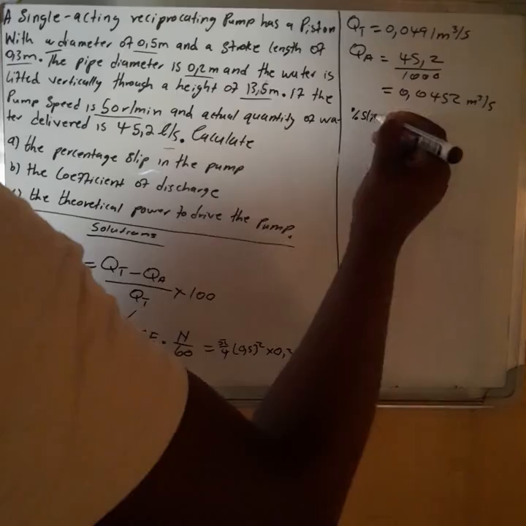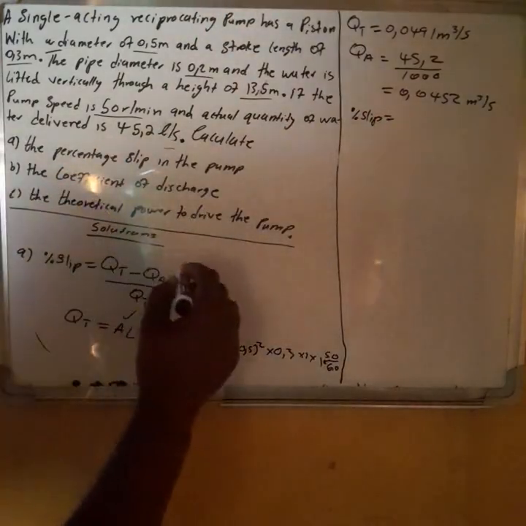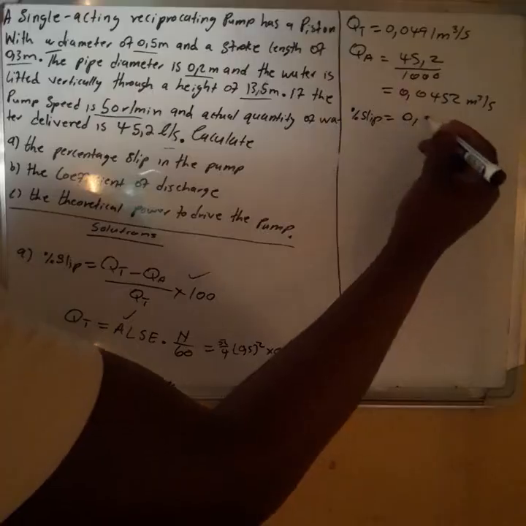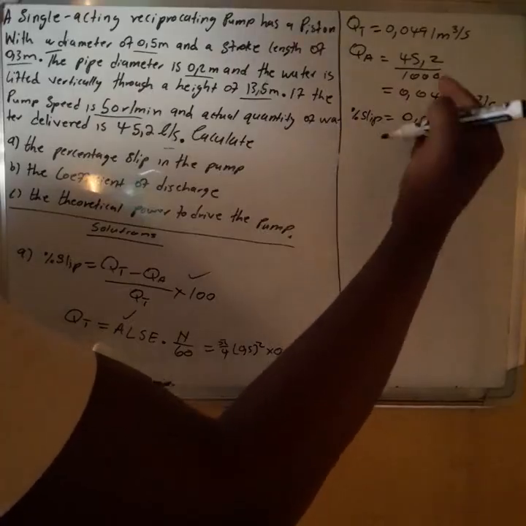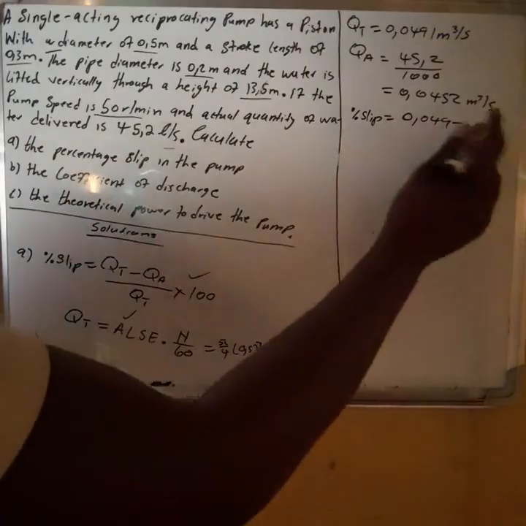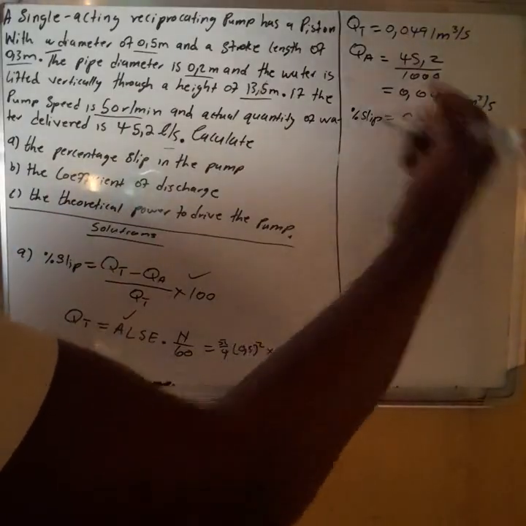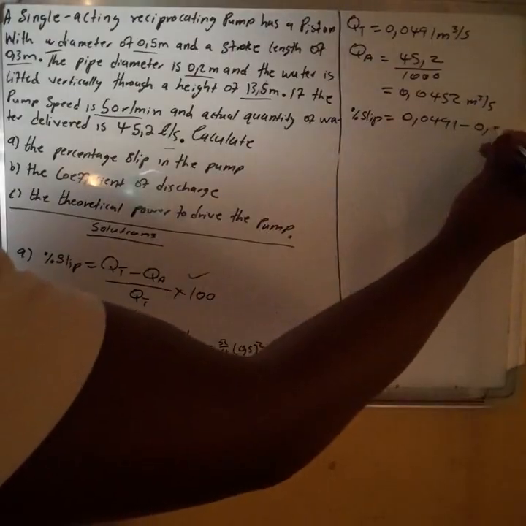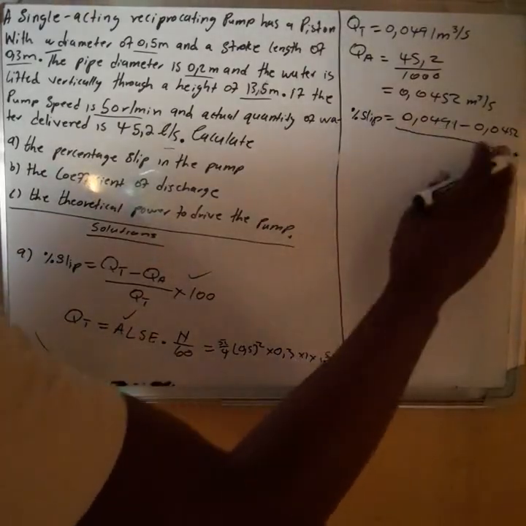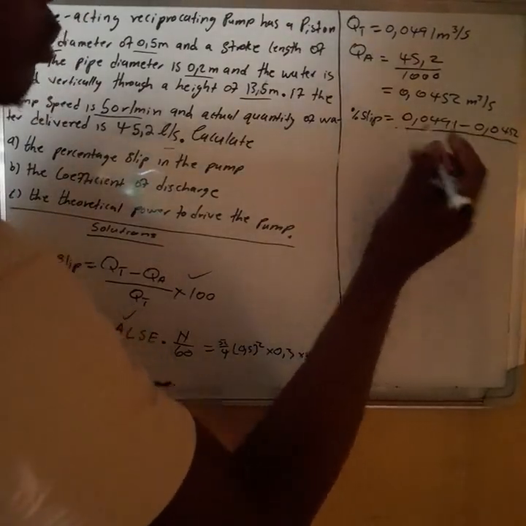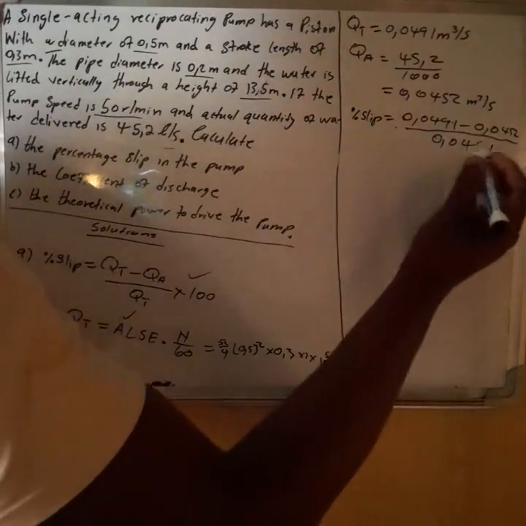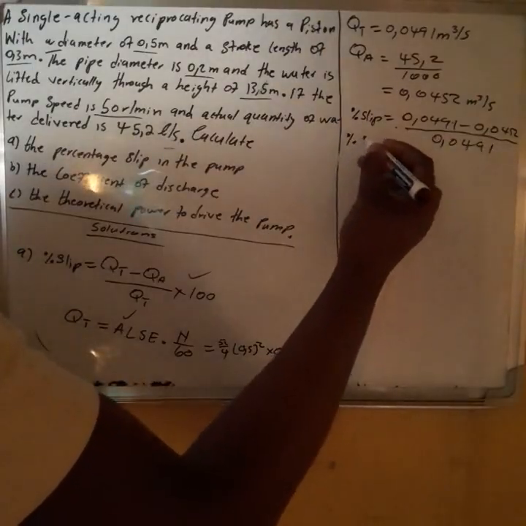Percentage slip is calculated using this formula. QT is theoretical, so we have 0.0491 minus actual, 0.0452. All of this, divide by the theoretical 0.0491, then the percentage slip.